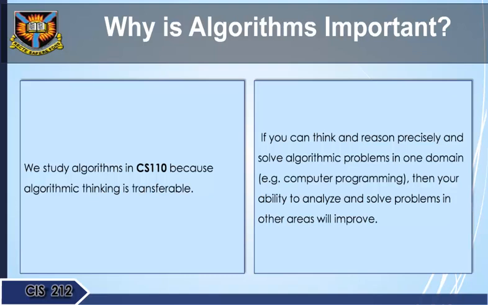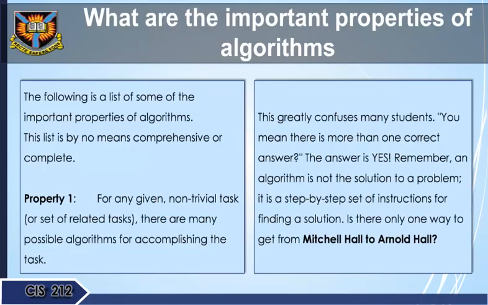If you can think and reason precisely and solve algorithmic problems in one domain, e.g., computer programming, then your ability to analyze and solve problems in other areas will improve. What are the important properties of algorithms? The following is a list of some of the important properties of algorithms. This list is by no means comprehensive or complete.